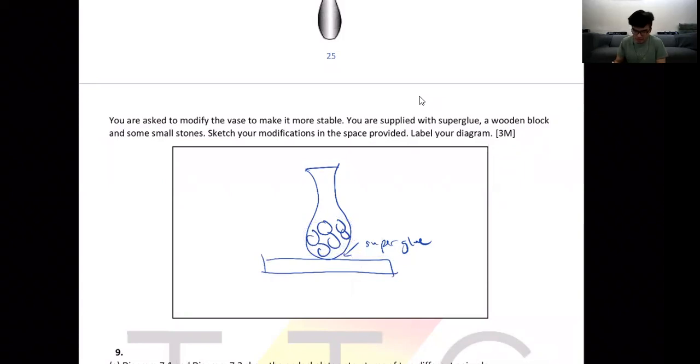So this will be your stone, your wooden block. Like that, 3 marks. So easy. Okay, that's good then.